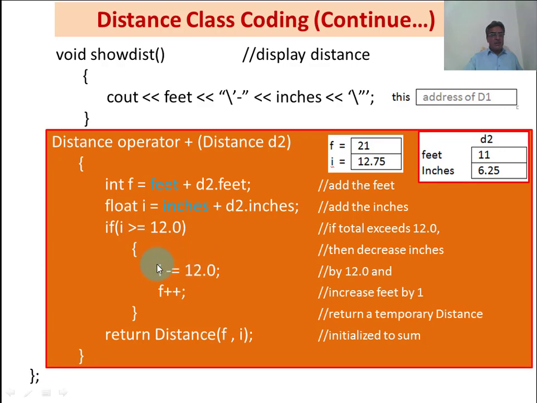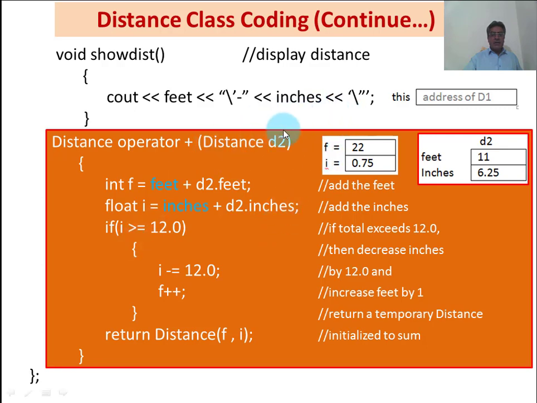It will be stored in the memory of I, and the value, that is 12 inches, we have subtracted from the I location. Then we will increment the F memory. The F memory is 21, and when we increment it, it will become 22. You may see it in this slide. F has become 22 and I has become 0.75 because 12 inches have been subtracted from this memory location, and the rest of the inches, that is 0.75 inches, are here in this memory.